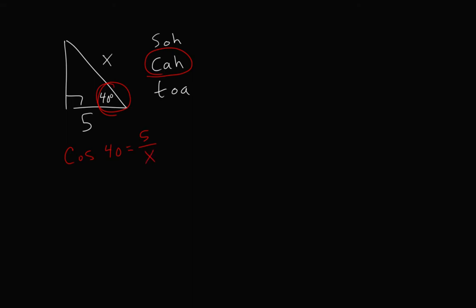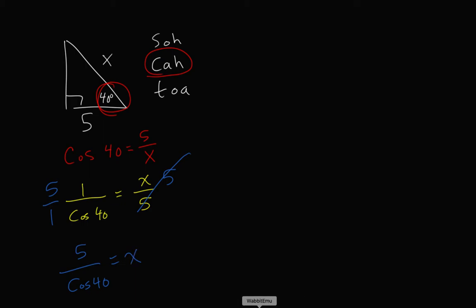Okay, this is like the first one we did as far as the algebra goes. So we need to flip both sides. 1 over cosine 40 is equal to x over 5. Then we're going to multiply both sides by 5. This side we'll think of it like 5 over 1. So 5's cancel here. 5 times 1 is 5. 1 times cosine 40 is cosine 40. And that's equal to x.